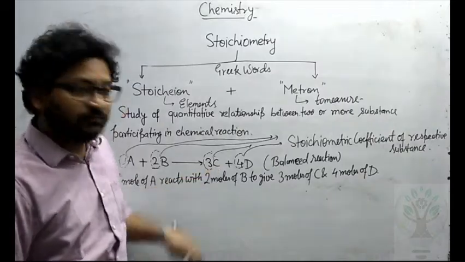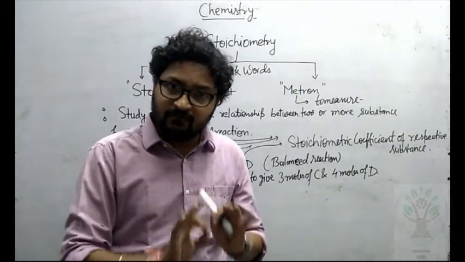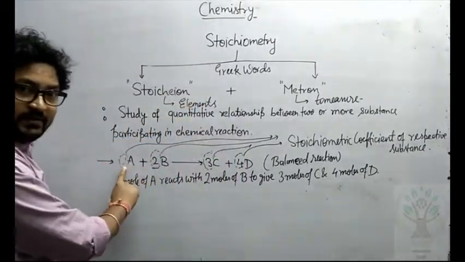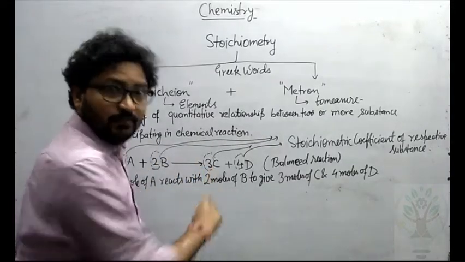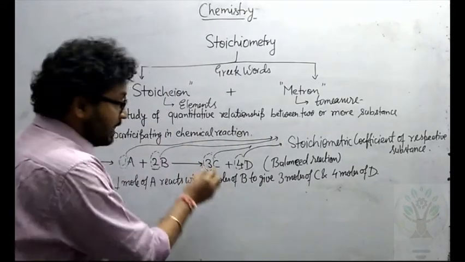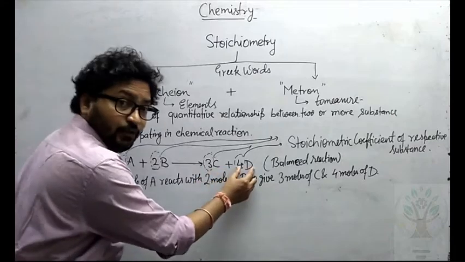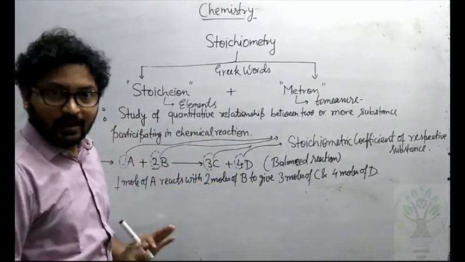What do you mean by 3C? 3C means 3 moles of C will be formed when 1 mole of A reacts. So 3 moles of C will be formed, but not alone. Along with 3C, 4D will also be formed. Are you getting this?